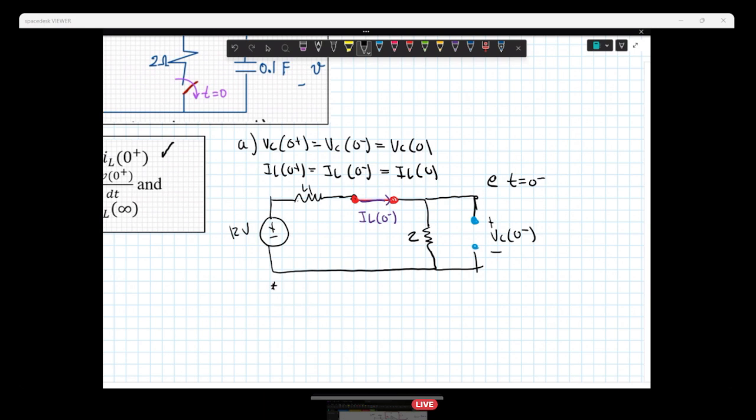So IL of 0 minus will equal 12 volts over 4 plus 2. The current won't flow through the capacitor branch, so it's just the same current.